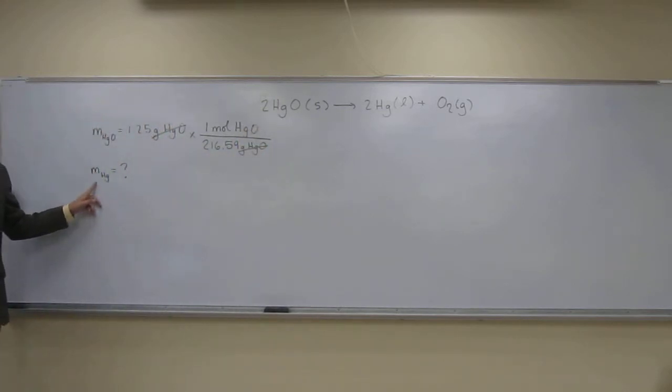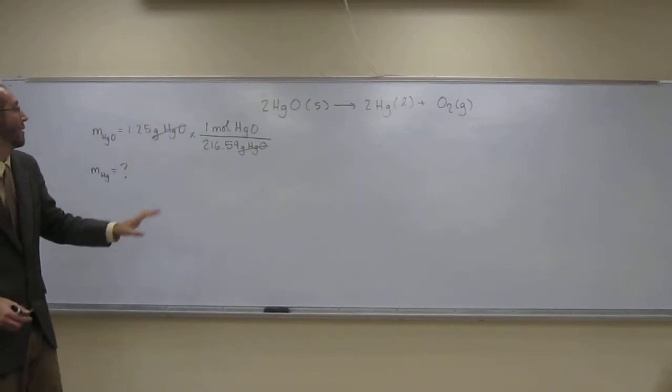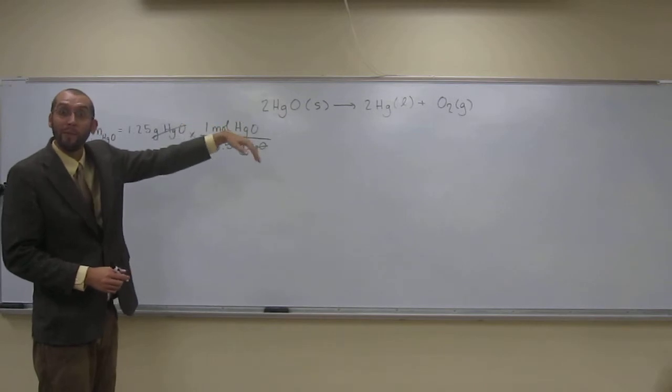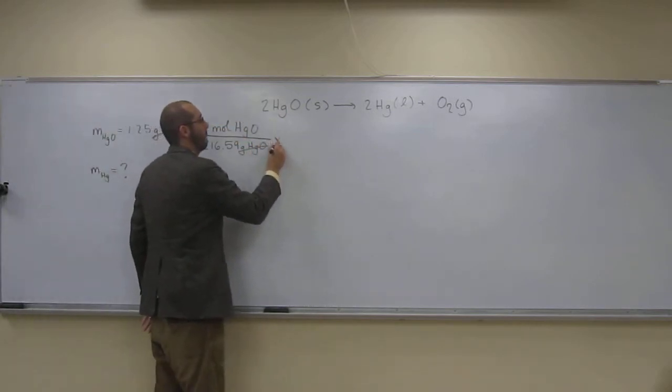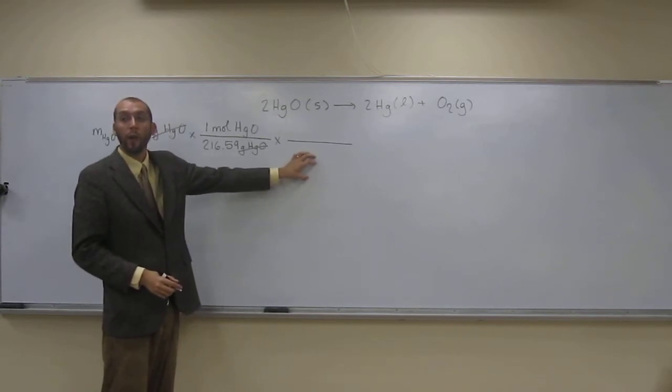Is that the mass of mercury? No. So what is? Not yet. We're going to get there. Yeah, very good. So what's the next thing we're going to do? So another step, right? So multiply by what? Molar ratio. Okay, what molar ratio? What's going to be on the bottom?